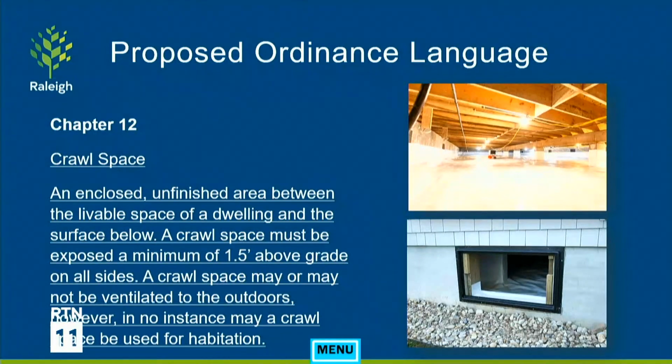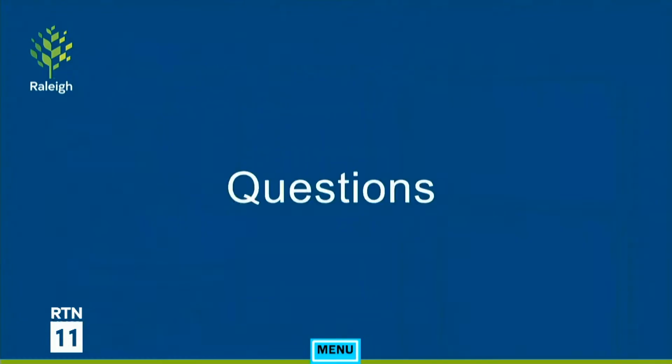So with that in mind, we developed the definition you see here. We worked with our colleagues in building and safety. Key takeaway from the definition is that a crawl space would have to be unfinished and uninhabitable and would need to be exposed at least 1.5 feet above grade. So I think that addresses your comments, and that is the end of the items you asked for feedback on. I'm happy to take any questions on those or any of the other items.